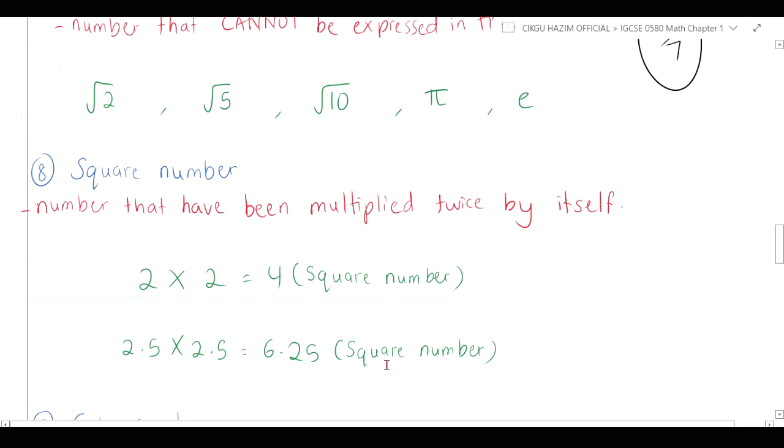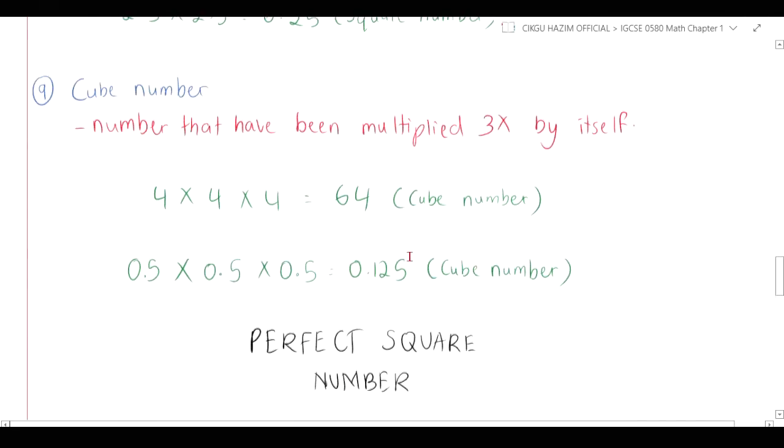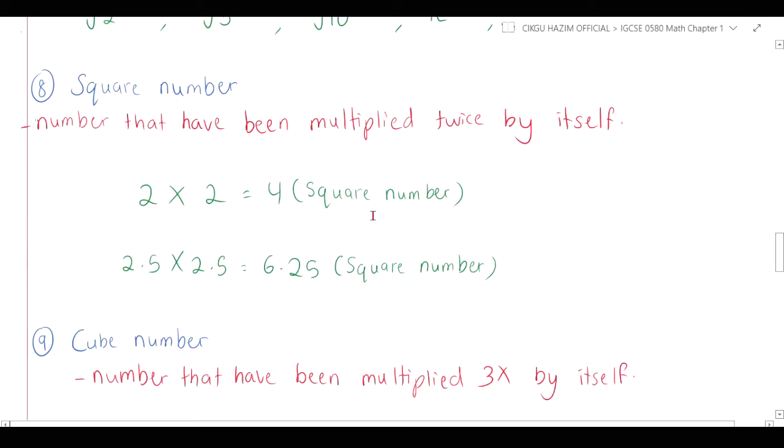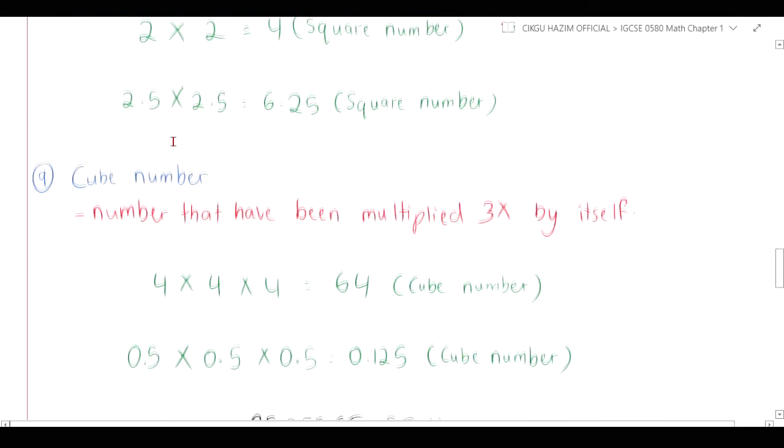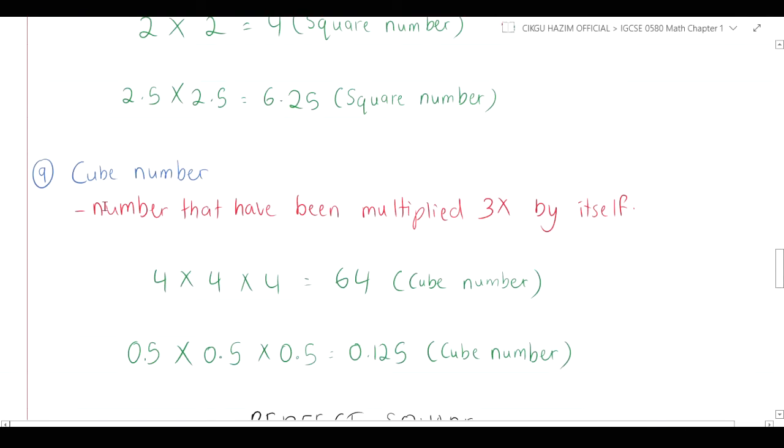6.25 is also a square number. But I hope that later I'll show it to you, and I hope that this is clear. Same thing with cube numbers here: a number that has been multiplied 3 times by itself.